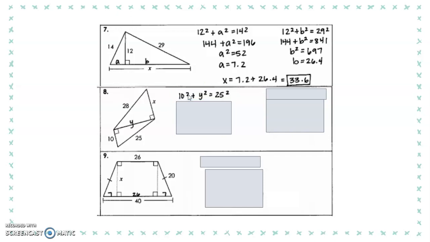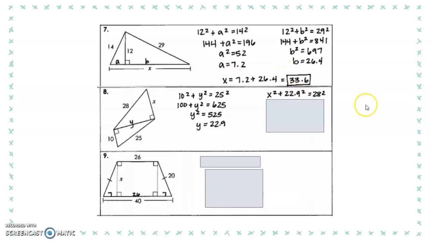When I set up my equation, I have 10 squared plus y squared equals 25 squared. 25 is that hypotenuse across from my right angle, and I find that y is 22.9. Now that I have the length of this leg for my triangle that I can use for my x, I can set up the Pythagorean theorem using that.